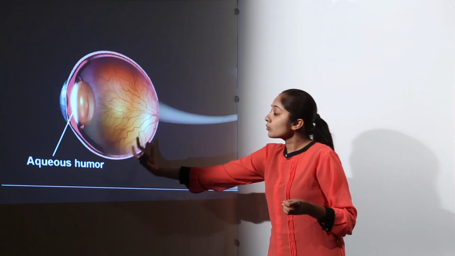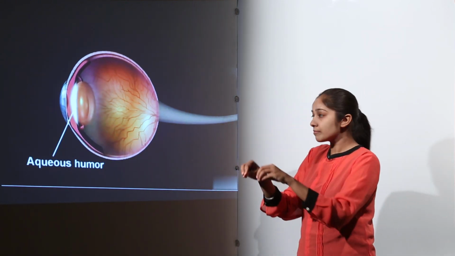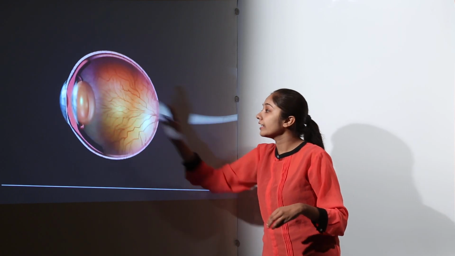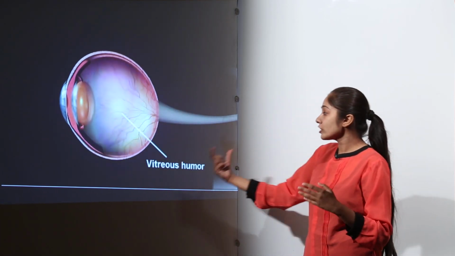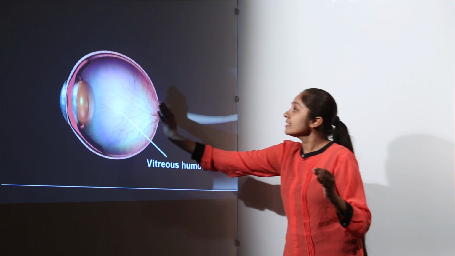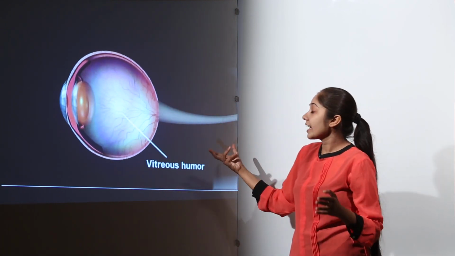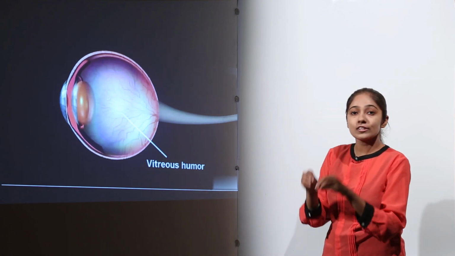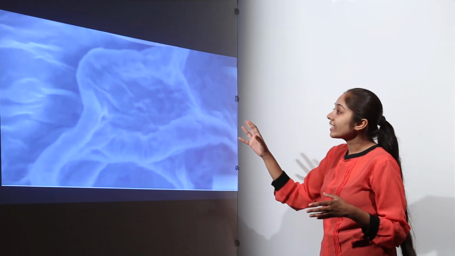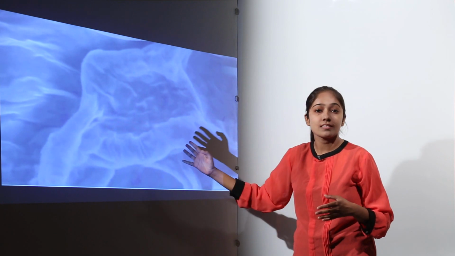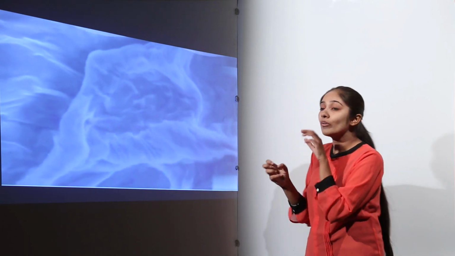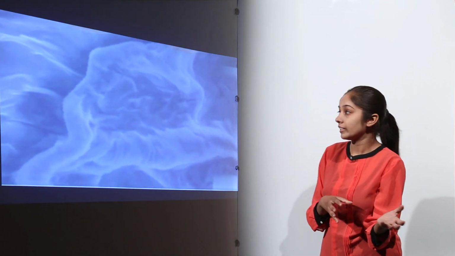Then we have a region of aqueous humor, which is watery, with just a little amount of salt, between the cornea and the eye lens. Then we have vitreous humor between the eye lens and the retina. This covers a major part of your eye. It is composed of salts, water and albumin. So it's like a transparent jelly-like substance, as you can see. Vitreous humor is more dense as compared to aqueous humor.